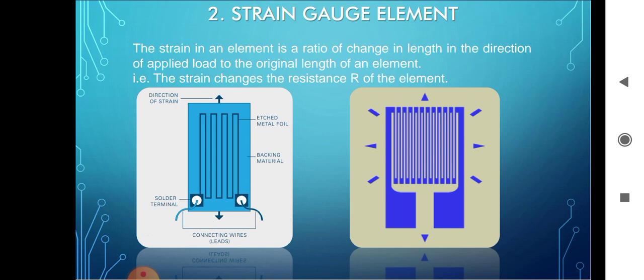So in order to measure the strain with a bonded resistance strain gauge, it must be connected to an electrical circuit that is capable of measuring the minute changes in resistance corresponding to strain.